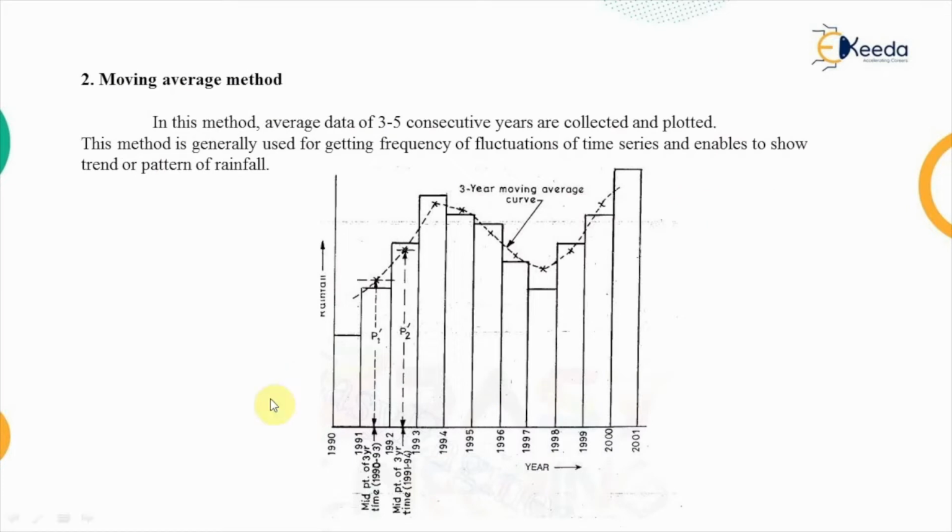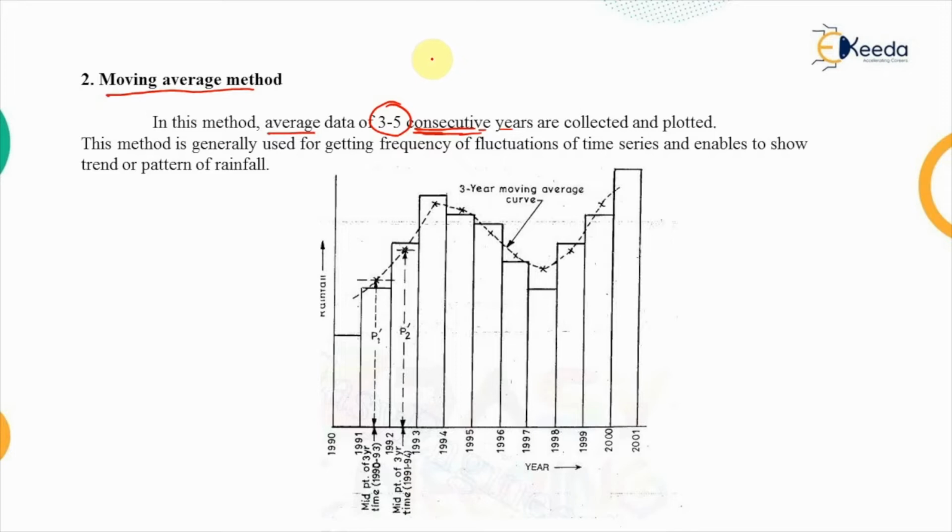Then the next method is known as the moving average method. Now what is this method? In this method, we take the average data of every 3 to 5 consecutive years. What is important is that they must be consecutive years. Now these years that we have written as 3 to 5 years can be changed as per convenience and the data which is available.